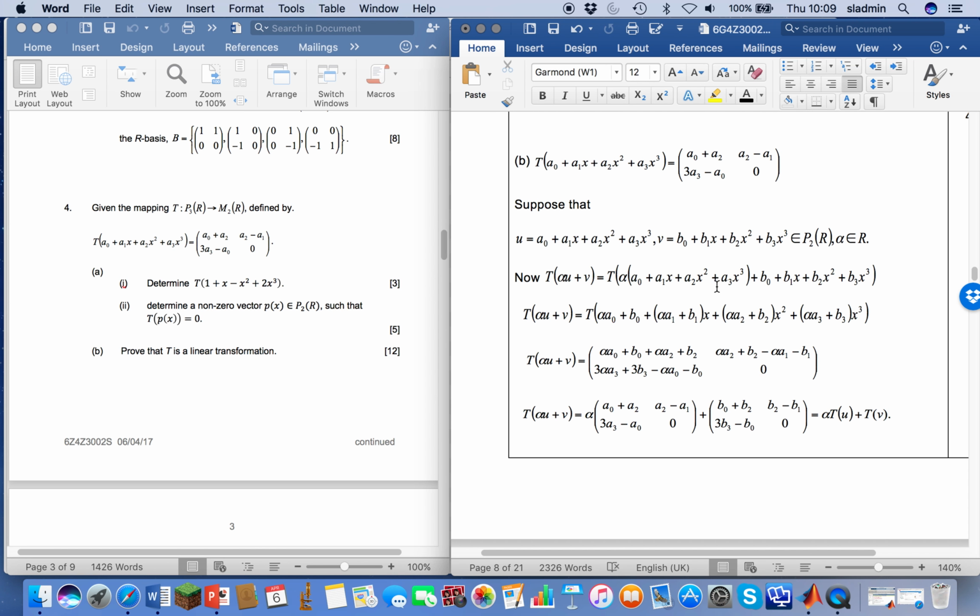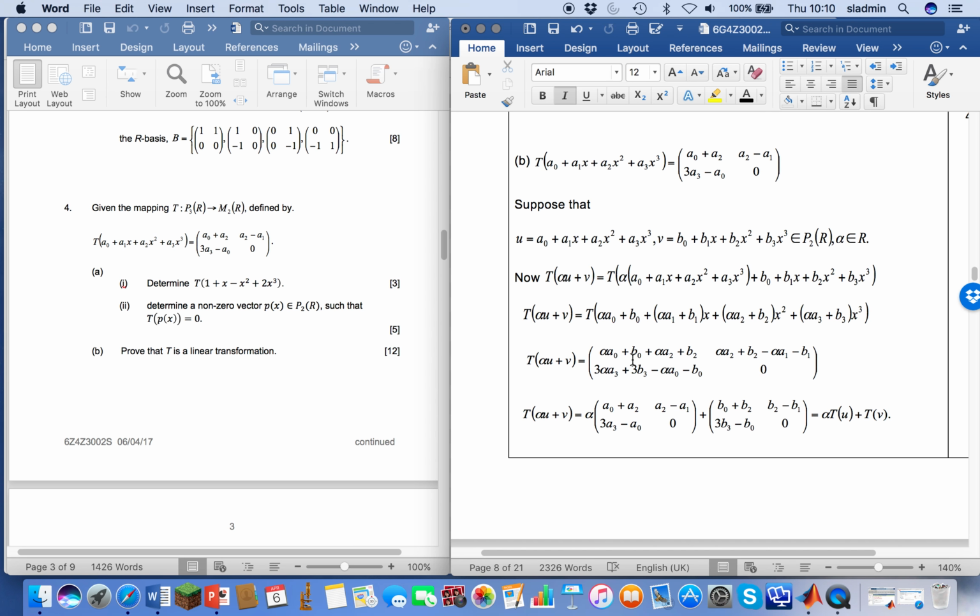Now you should all know how to perform scalar multiplication for polynomials, and you all know how to add polynomials together. So the new constant is alpha a0 plus b0. The new coefficient of x is alpha a1 plus b1. The new coefficient of x squared is alpha a2 plus b2, and the new coefficient of x cubed is alpha a3 plus b3. So notice we've done scalar multiplication and addition in P3R. And now we want to apply our mapping T to this polynomial. So we take T of this polynomial and we use the definition of the mapping given here.